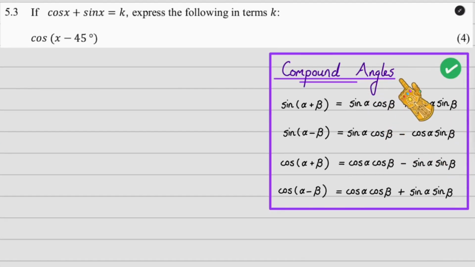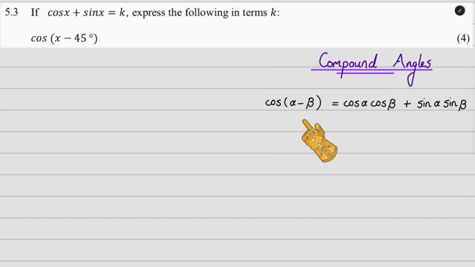So to select the appropriate compound angle, I have a look here. It's cos of an angle minus an angle. So I need to find that on the left hand side here. It looks like it's the last one, cos of an angle minus another angle. So I'm going to get rid of the others and just focus on this one. So let's utilize this compound angle for this specific scenario. So I'm going to expand this using this, and let me show you how you accomplish that.